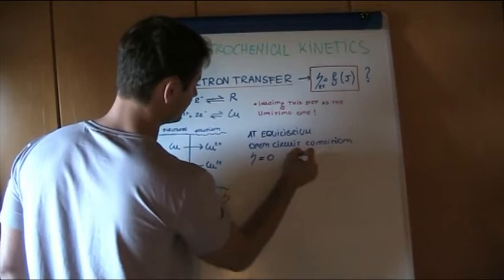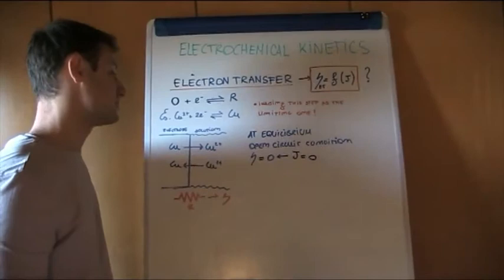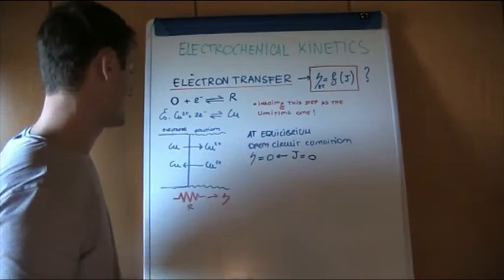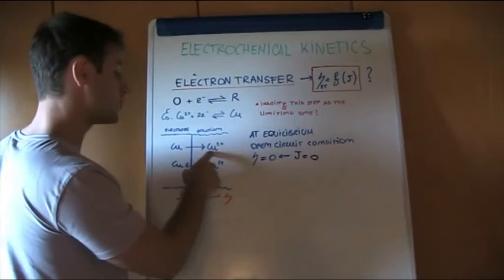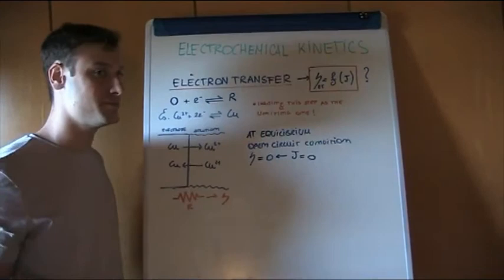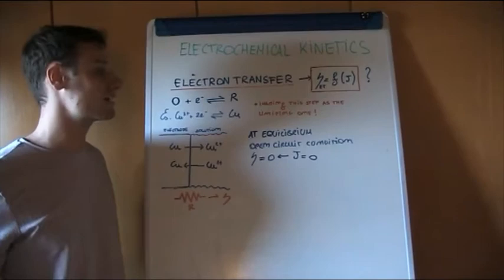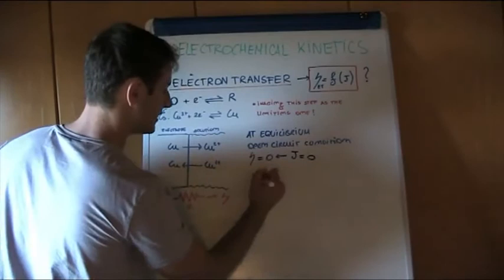But why is it zero? It does not mean that nothing is really happening, because something is happening. We have the transformation of this species into this one and this species into this one, even when the current is zero. But what does it mean? If the current is zero, the reactions cannot proceed. Well, this is not exactly true, because we are in equilibrium, but it is a dynamic equilibrium.